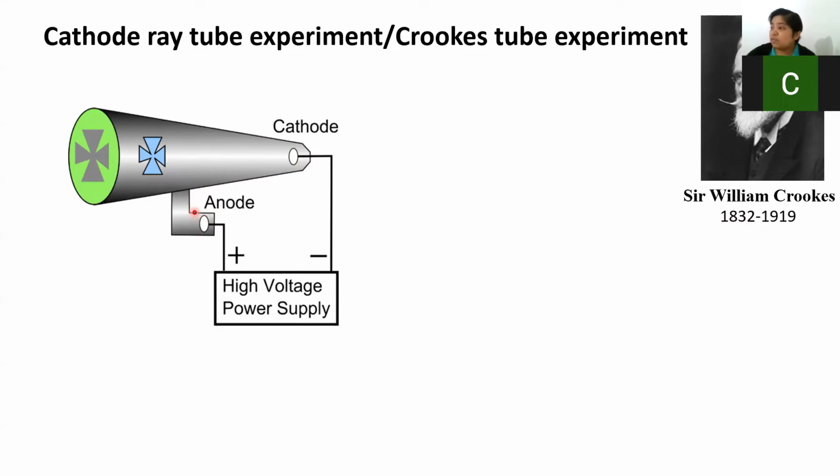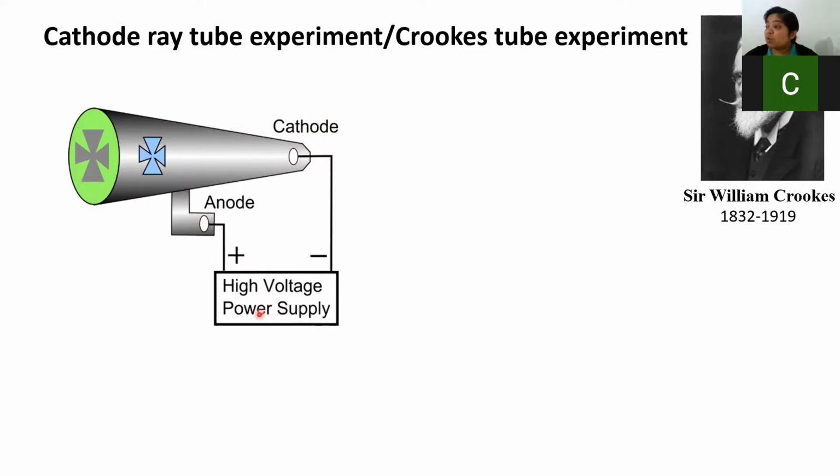So what he did first is that he took a tube like this and he had two metal plates. One is the cathode. The reason we call it cathode is because it is connected to the negatively charged end of the power supply. So the cathode has a negative charge. And the anode is connected to the positive end, so that is going to have a positive charge.